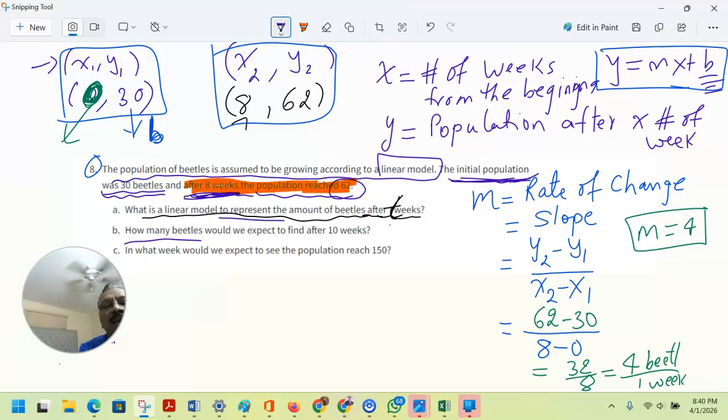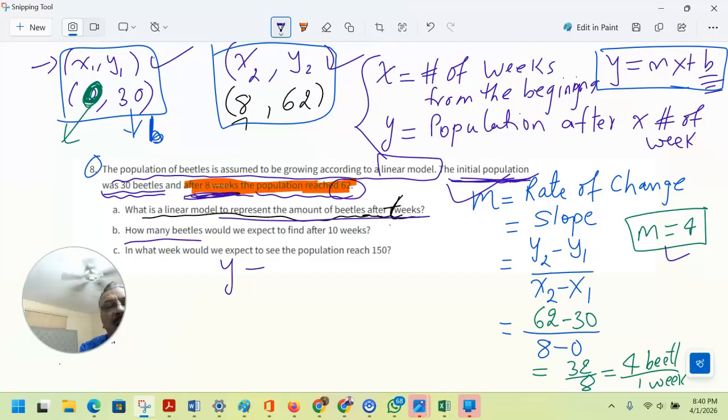So when you want to write this answer, now the equation is, so the first step I defined the variables. Then I did the 2 points. Then I found the slope, and there you go. And the next is the equation.